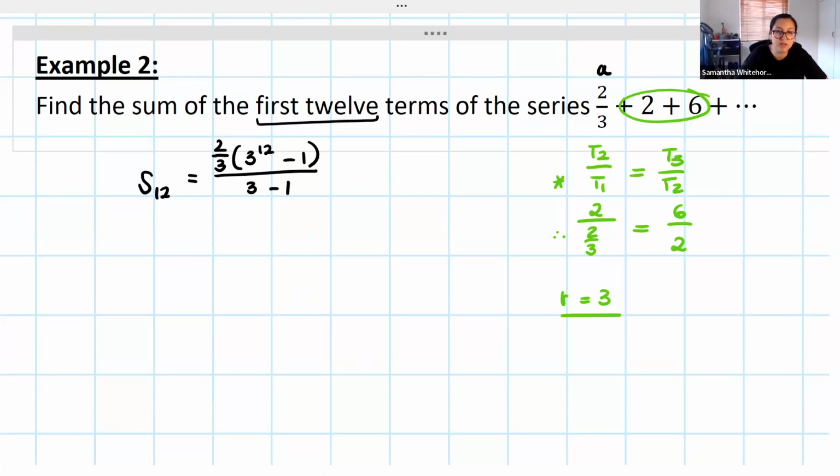And guys, you can write your answers as fractions or as decimals. It really doesn't matter. Both are fine.